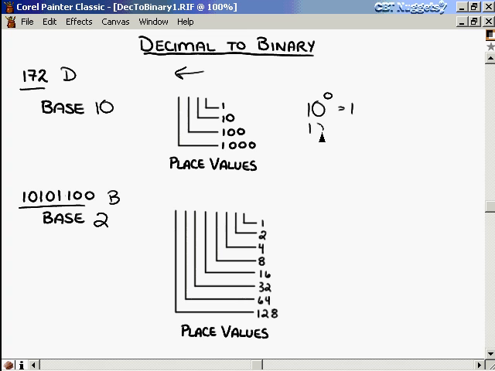Then you just keep incrementing up. 10 to the 1, that's 10. 10 to the 2, that's 100. And then you just keep going up. 10 to the 3 is 1,000. This is how you move in place value in a decimal number system, in fact, in any number system. So we have the values of 1, 10, 100, and 1,000 as you see them here.